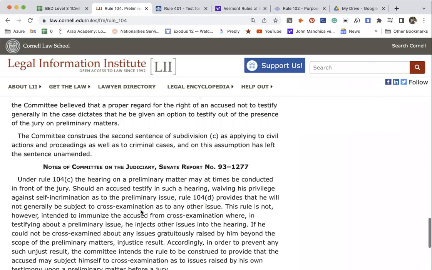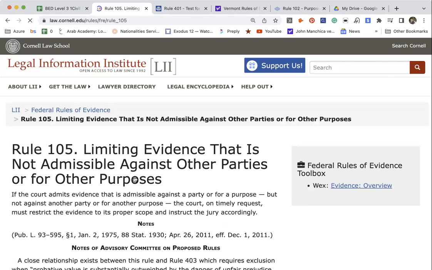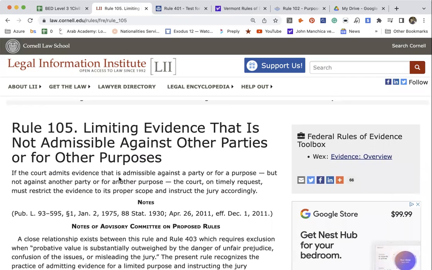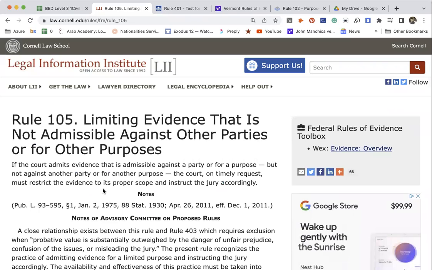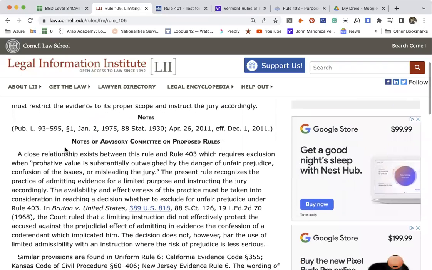All right, let's go here to Rule 105, limiting evidence. Rule 105, limiting evidence that is not admissible against other parties or for other purposes. If the court admits evidence that is admissible against a party or for a purpose, but not against another party or for another purpose, the court on timely request must restrict the evidence to its proper scope and instruct the jury accordingly. So a close relationship exists between this rule and Rule 403, which we'll get to later, which requires exclusion when probative value is substantially outweighed by the danger of unfair prejudice, confusion of the issues, or misleading of the jury.